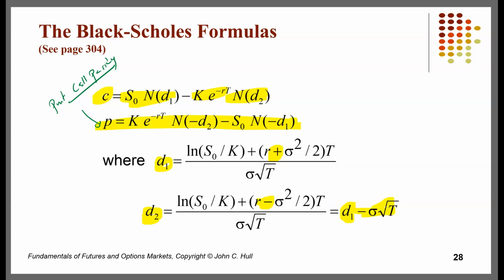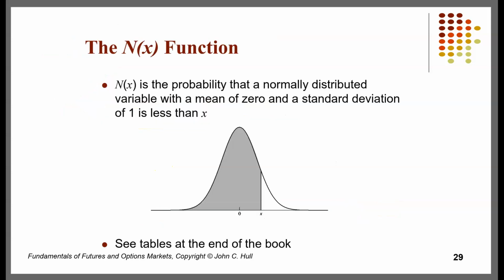All right, so that's what we have here. And remember that when we say ND1, we're talking about a normal probability function, and that's the probability that a normally distributed random variable with a mean of 0 and a standard deviation of 1 is less than. And you remember when it says less than, that's why we had to multiply that term.